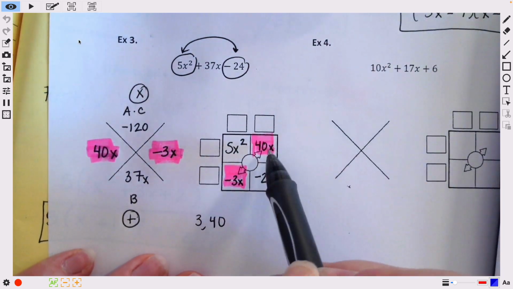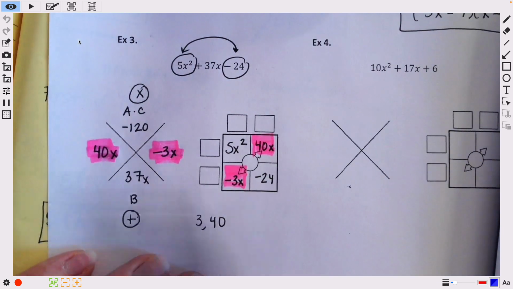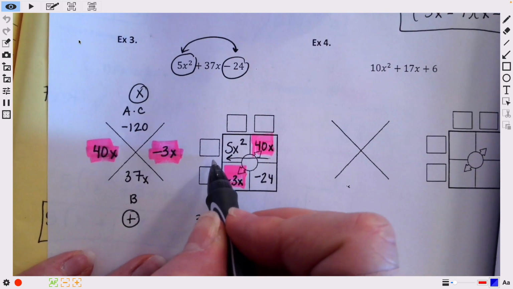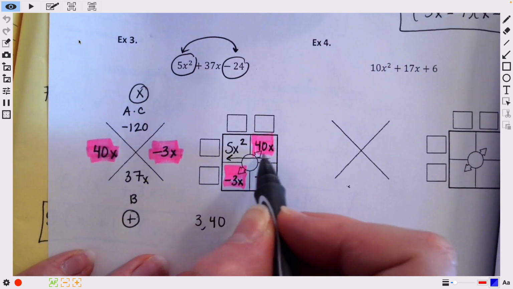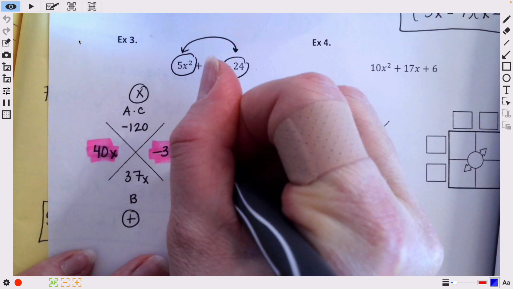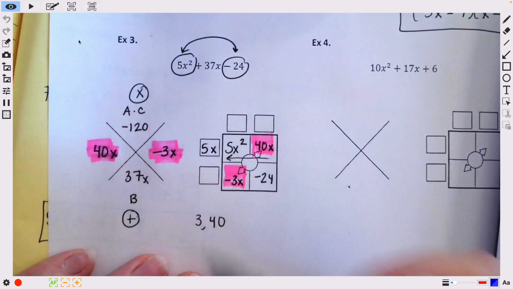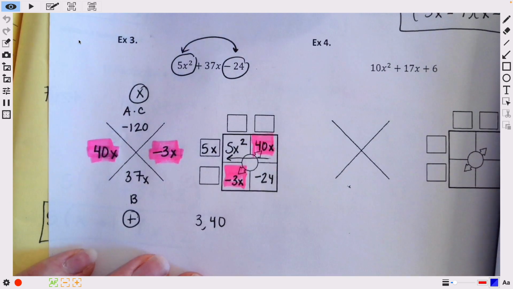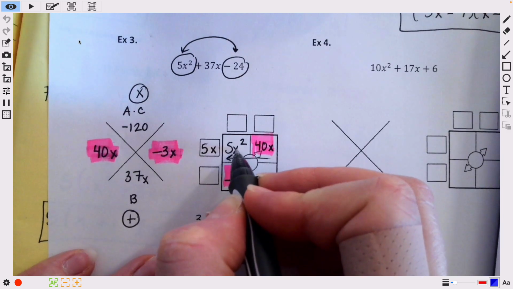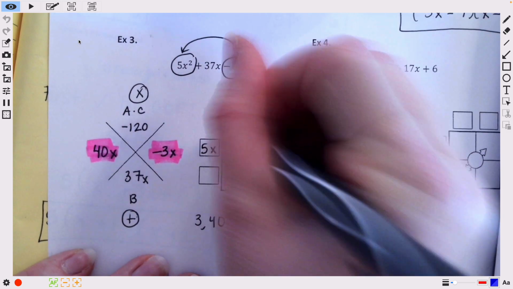You just have to find the greatest common factor one time. So look right here. This is an easy one. 5x squared and 40x. What's the greatest common factor of 5x squared and 40x? 5x. And these first two boxes will always have an X. And then it's just a game of multiplication. 5x times what will give me 5x squared? 1x, or just x. Good.